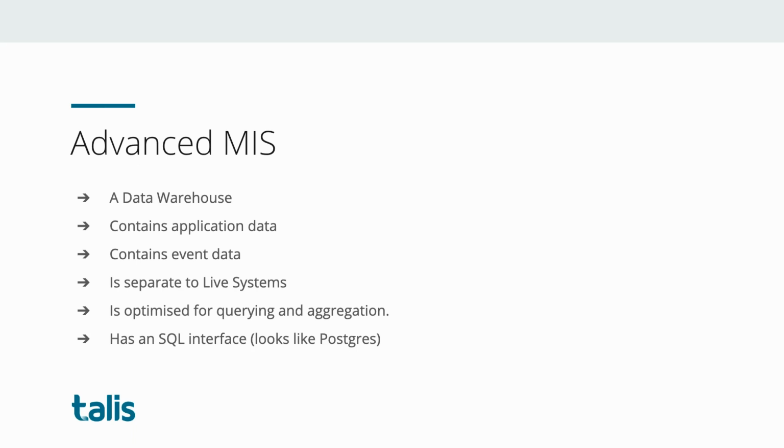This data will be used to power other features that are coming down the line in Talis Aspire, but the data is there and being captured now. It is separate to the live system, so it's not a live system. You can't break anything by running a very long-running query, but it is optimized for that querying and for being able to aggregate on things like year or month or day of week and things like that. We're actually transforming the data as it comes out of the main system and optimizing it as it goes into the Advanced MIS data warehouse.